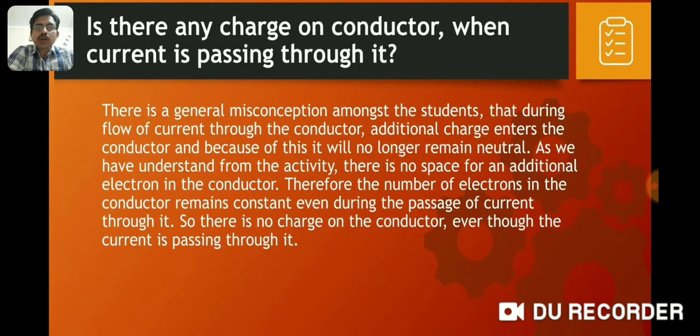Is there any charge on conductor when current is passing through it? There is a general misconception among the students that during the flow of current through the conductor, additional charge enters the conductor, and because of this it will no longer remain neutral. As we have understood from the activity, there is no space for an additional electron in the conductor. Therefore, the number of electrons in the conductor always remains constant even during the passage of current through it. So there is no charge on the conductor even though the current is passing through it.